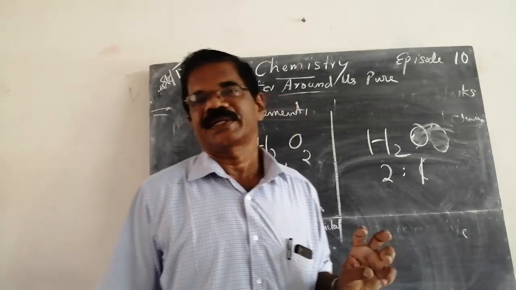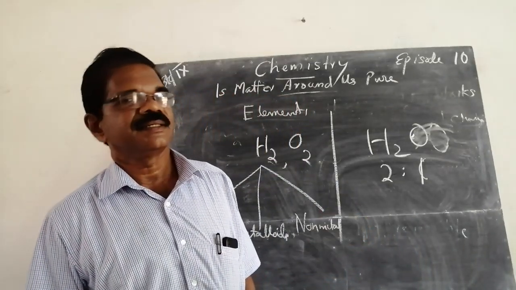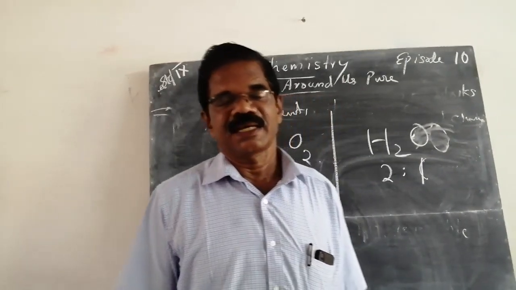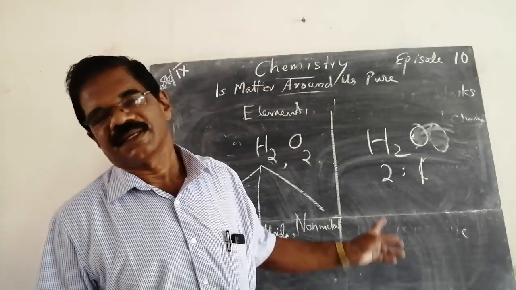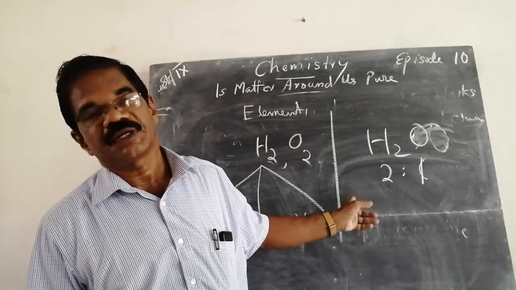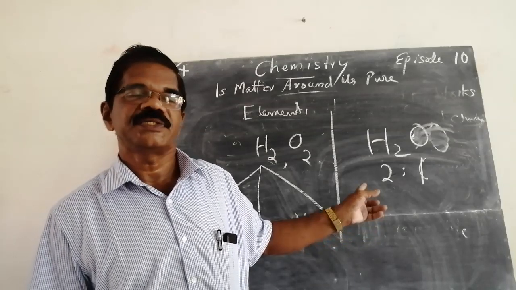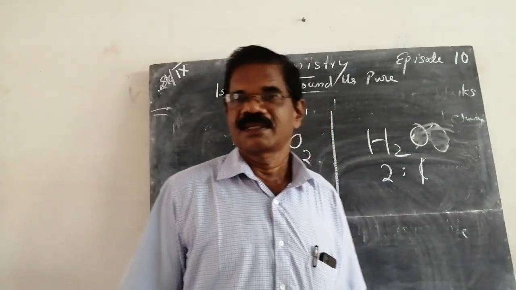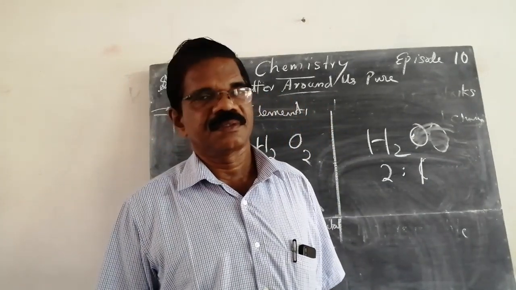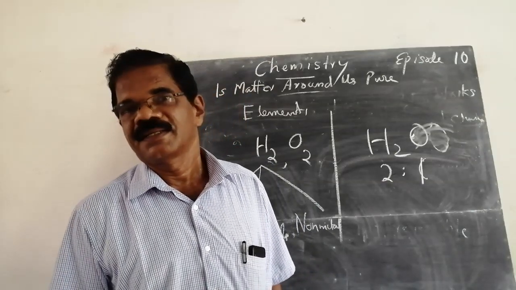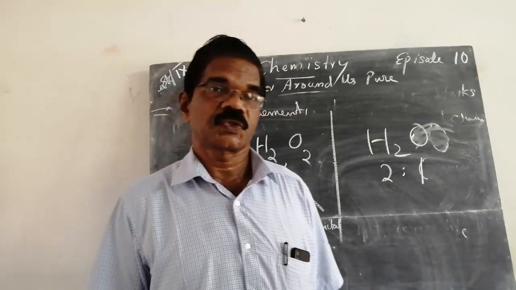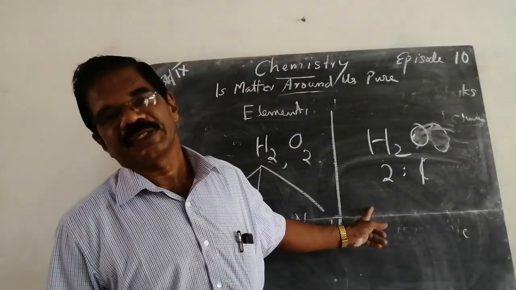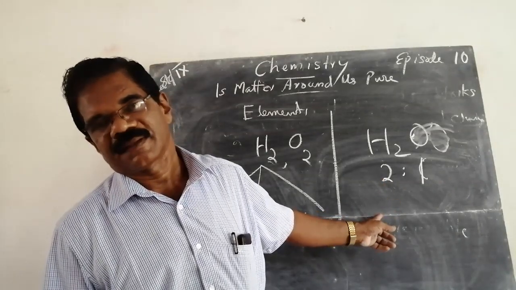They are not good conductors of heat and electricity, except graphite. Graphite is a good conductor of electricity. Except graphite, they are not good conductors of heat and electricity. They are not malleable. That means they cannot be changed into thin sheets. They are not ductile. They cannot be drawn into thin wires. They are not sonorous. Sonorous, you have learned that? They produce a ringing sound on hitting with something. These are the properties of non-metals.